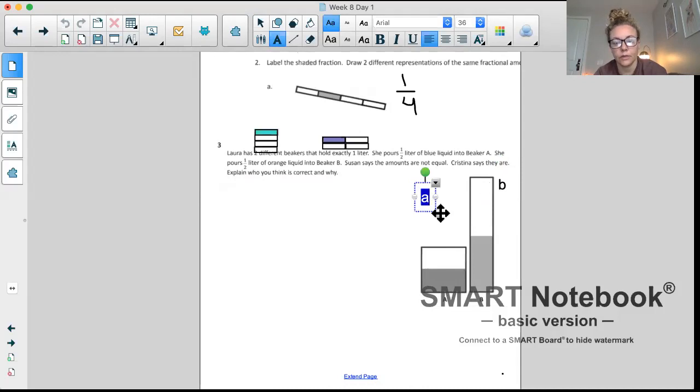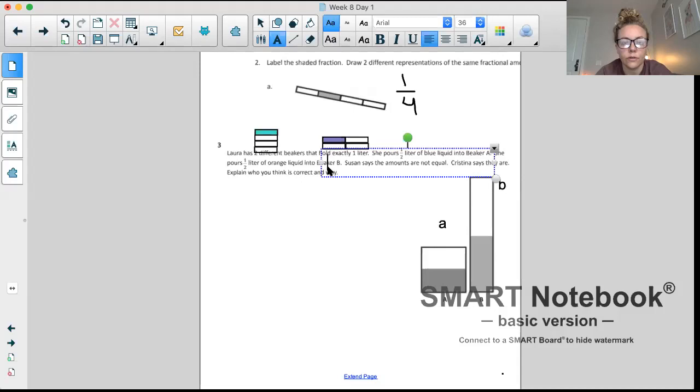You obviously also have this in your packet if you have the packet in front of you, but if you don't, this might be helpful just to see it. A and B, since that's covered. Okay. Laura has 2 different beakers that hold exactly 1 liter. She pours 1/2 liter of blue liquid into beaker A, and she pours 1/2 liter of orange liquid into beaker B. Susan says the amounts are not equal. Christina says they are. Explain who you think is correct and why.